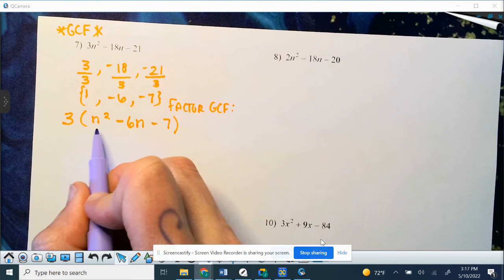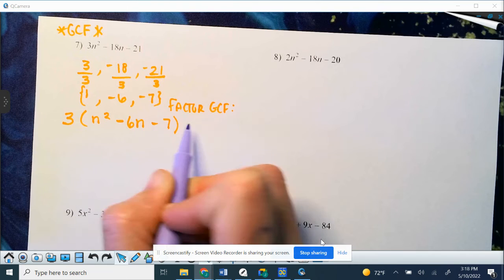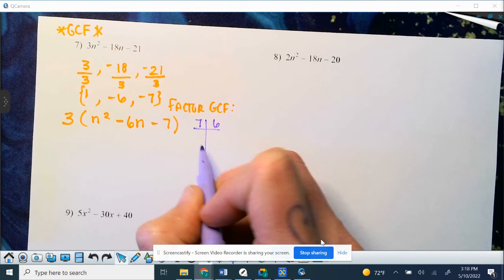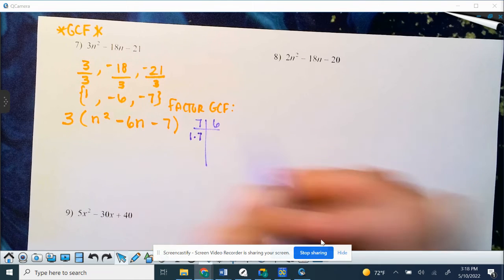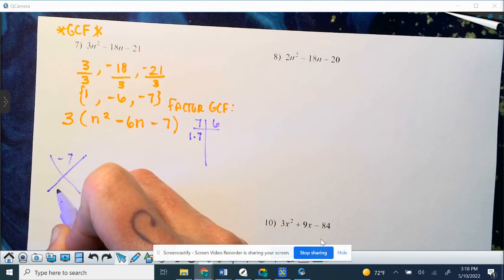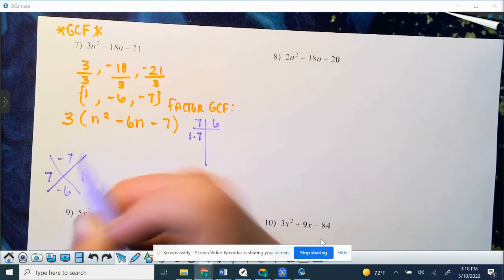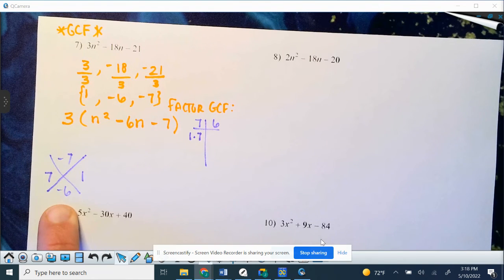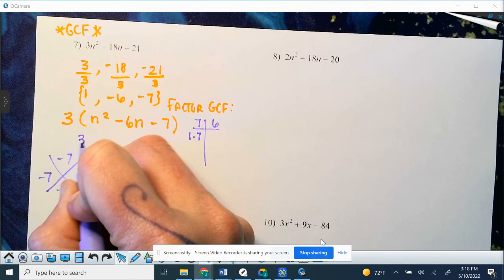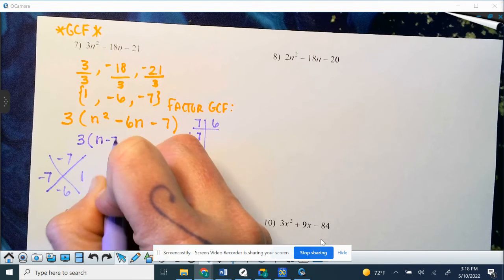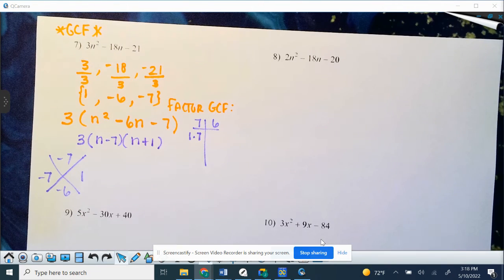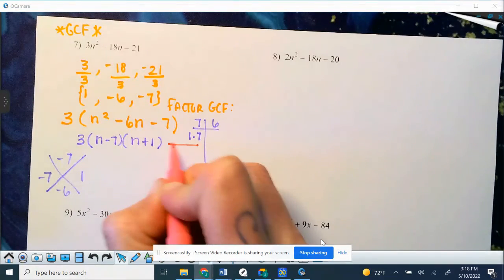So we have n squared minus 6n minus 7. So what do I multiply together to get 7 that will add or subtract to get 6? So it's going to be 1 and 7. So on our big star, our X, we have a negative 7, negative 6. It's 7 and 1. My B value is negative, so the big guy is going to be negative. Don't lose your 3 because he is part of the factor. So it's n minus 7 and then n plus 1. So this is factored completely.